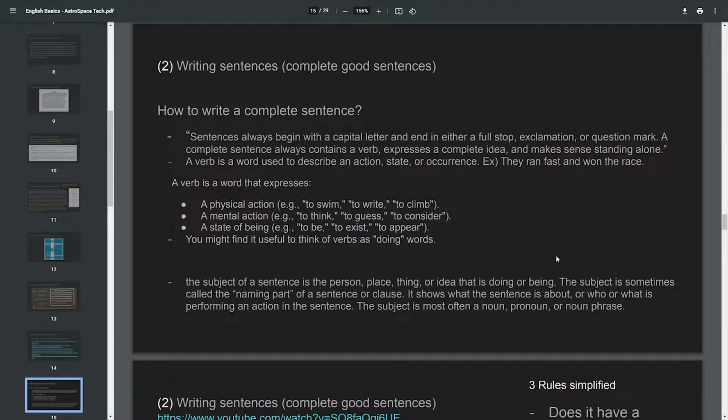The subject of a sentence is the person, place, thing, or idea that is doing or being. The subject is sometimes called the naming part of a sentence or clause. It shows what the sentence is about, or who or what is performing an action in the sentence. The subject is most often a noun, pronoun, or noun phrase.